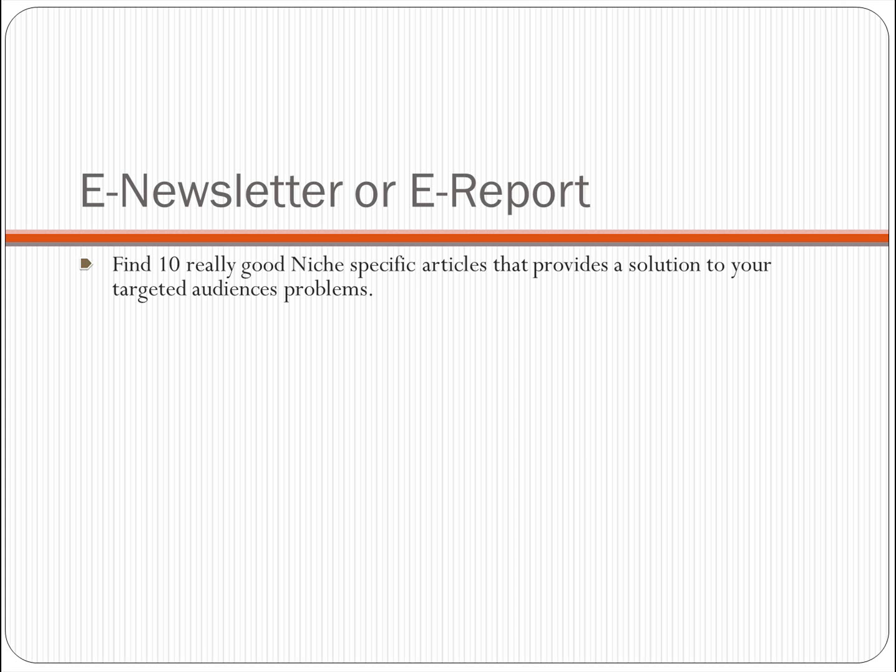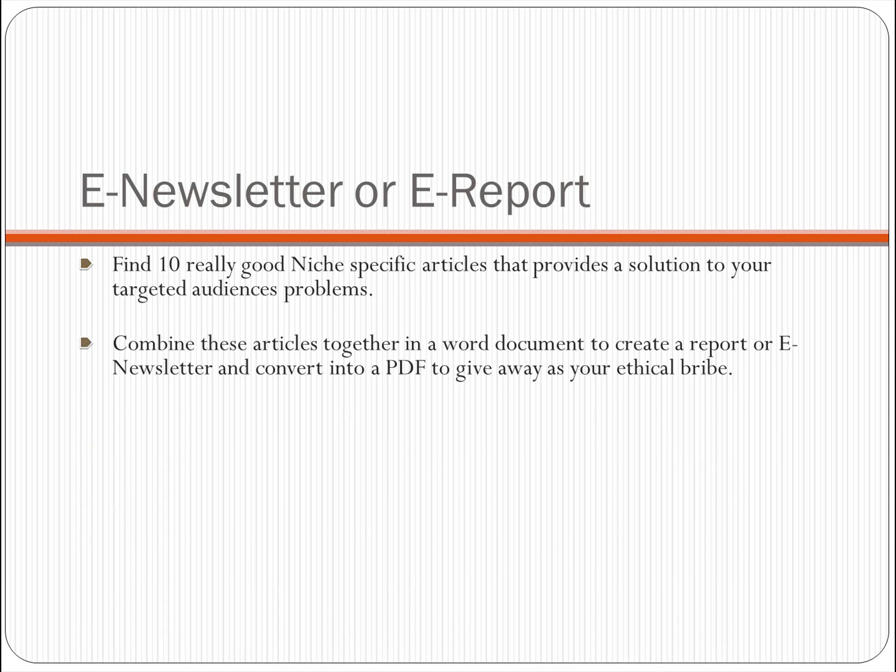You're going to go to some place like ezinearticles.com or goarticles.com, wherever, to find some articles. You're basically going to find 10 really good articles that provide a solution to your specific niche. You want them to be very targeted, some really good, well-written articles. What you're going to do is grab 10 articles, combine these articles together in a Word document to create a report or e-newsletter, and convert it into a PDF to give away as your ethical bribe.